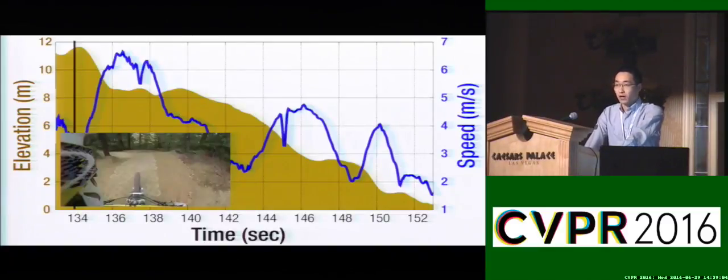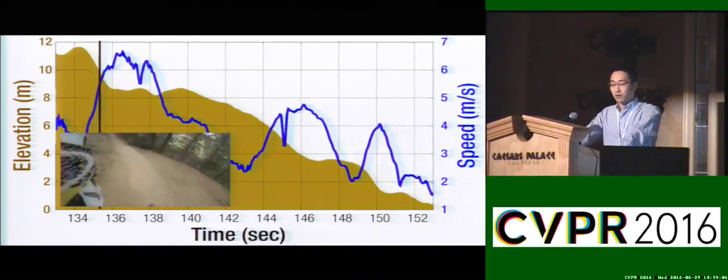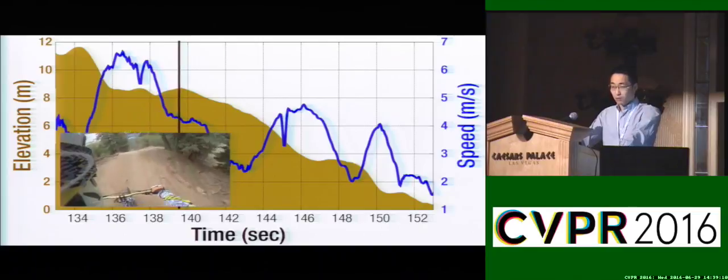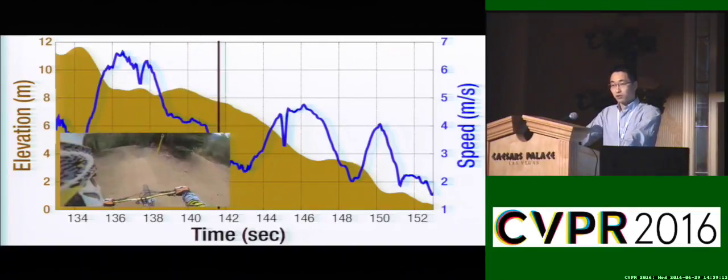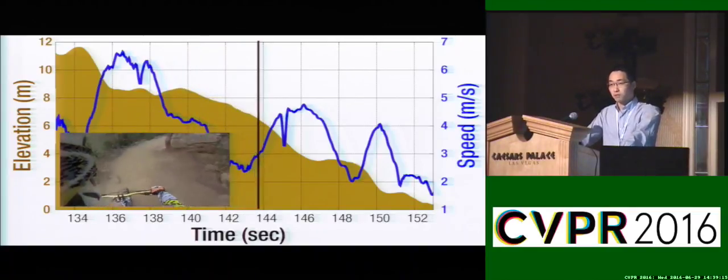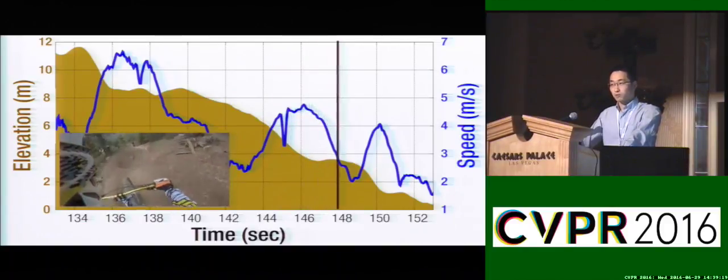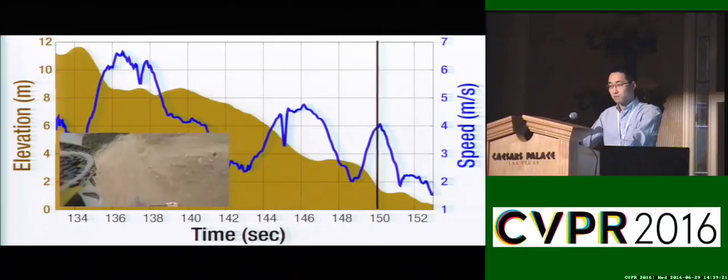So here I visualize the physical scale of the elevation and speed measured by the structure from motion from this first-person video. Note that this reconstruction is physically meaningful, as the typical speed of mountain biking ranges between 1 to 10 meters per second.